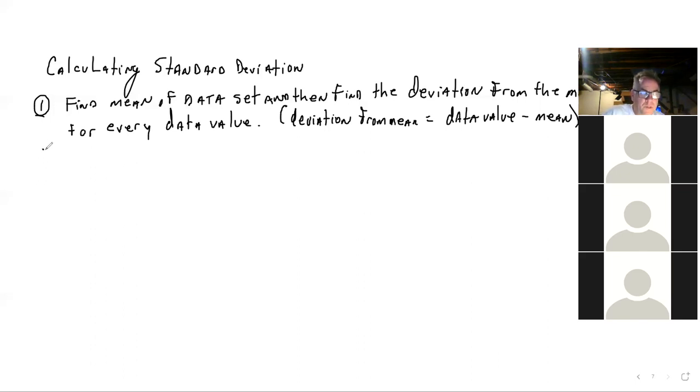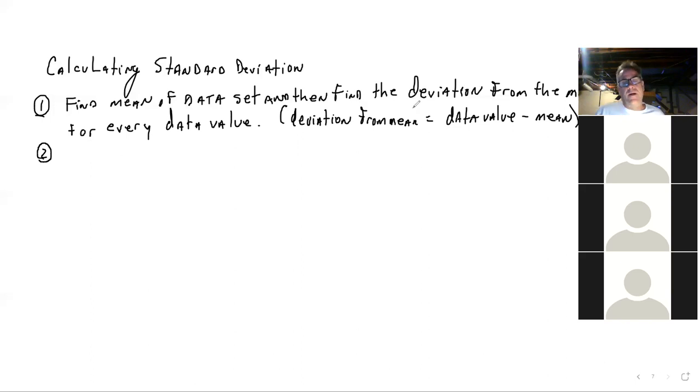Now, a little bit of an issue. If I were just to find the deviation from the mean for every single data value and then add that up, I'm going to end up with 0, because you're finding that arithmetic average, so half of them are going to be negative and half of them are going to be positive, and it's going to add to 0, and that's not going to give me any information at all.